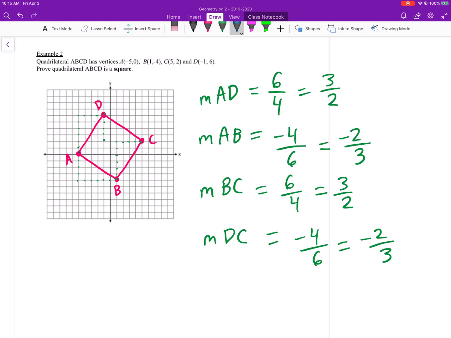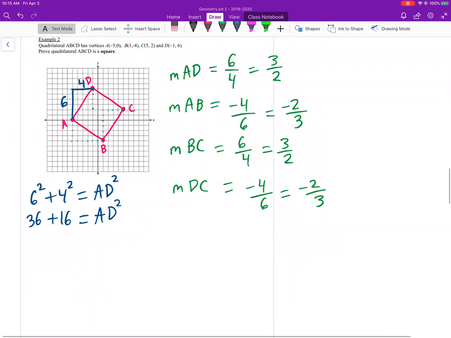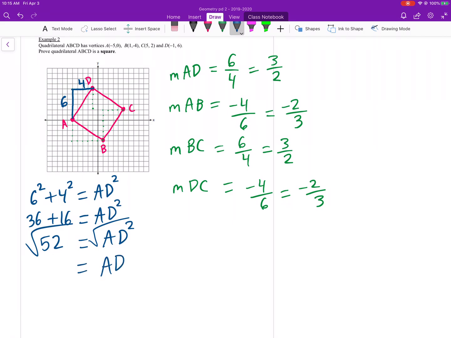So that's where we make a side length. We make a right triangle out of the side length. Okay, so we have a side length of 6 and 4. And we'll set up the Pythagorean theorem. 6 squared plus 4 squared is equal to that side length squared, which is AD squared. Okay, so we'll simplify. 36 and 16 is AD squared. Combine those, that'll make 52 is AD squared. And you get AD is equal to radical 52.